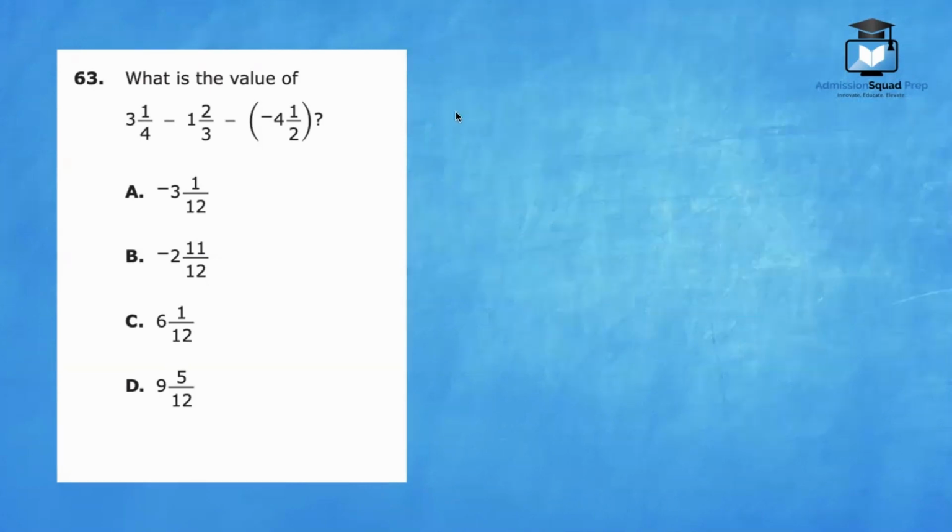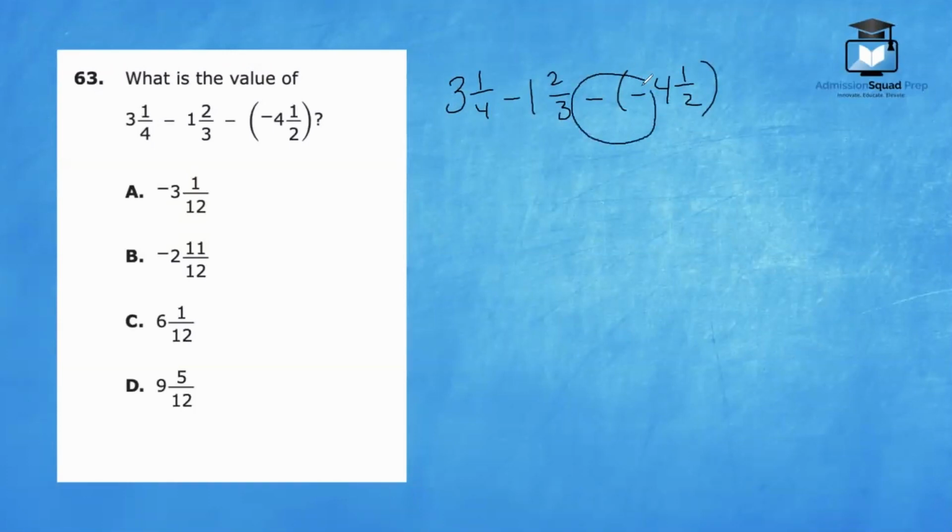Number 63. What is the value of 3 1/4 minus 1 2/3 minus negative 4 1/2? Let's write out our problem. When subtracting a negative, we know that the sign is going to change into a positive. So we're actually adding 4 1/2. So now we have 3 1/4 minus 1 2/3 plus 4 1/2.